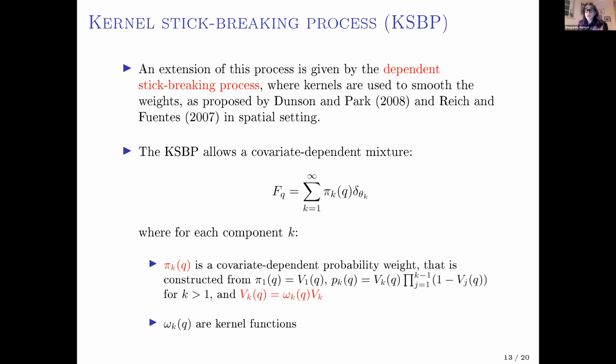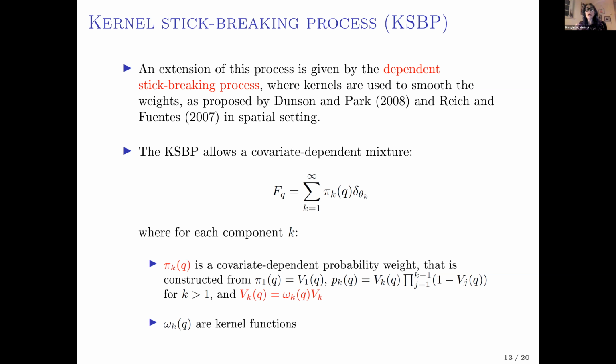So an extension of this Dirichlet stick breaking process, the kernel stick breaking process, which was used more in the spatial setting by Dunson, Park, and Reich and Fuentes. Basically what happens is that this P now depends on this Q, and Q is a covariate dependent probability weight. Now the V depends on Q, and this omega KQ is actually a kernel function. So it sort of acts as a smoother, okay?